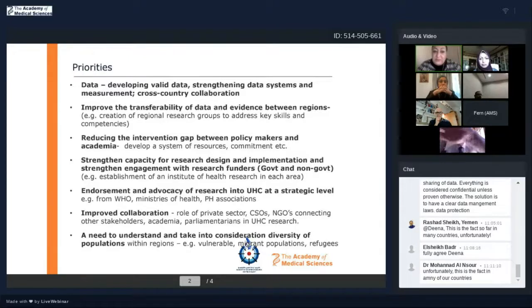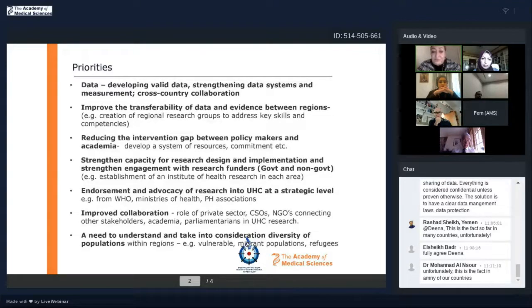And then there is strengthening the capacity for research design and implementation, and strengthening engagement with the research funders, governmental and non-governmental. As examples, establishment of institutes of health research in each area. And then there is the endorsement as a priority, endorsement and advocacy of research into universal health coverage at a strategic level. This is really very important, that this would come from the WHO, ministers of health, public health associations and alliances, whether on the global, regional, or national levels.